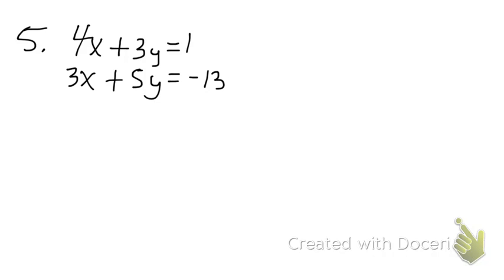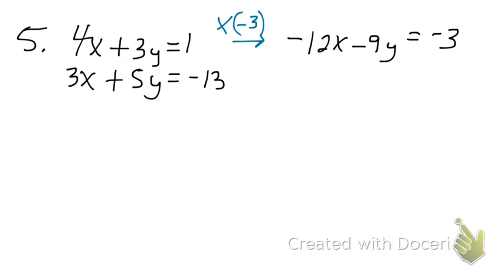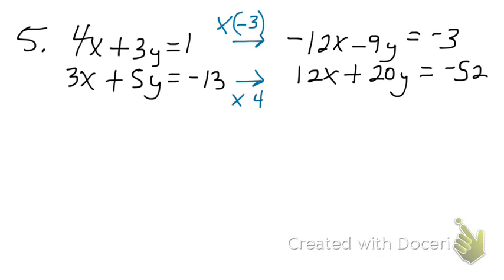But notice, if you multiply 3 times 4, you get 12x. So I'd like to work with 12x. I want to have one of my equations have a 12x and the other one have a minus 12x. So let's go ahead and multiply the first equation by negative 3. And so we get a minus 12x, which means we need to multiply the second equation by 4. And now we'll have a positive 12x.